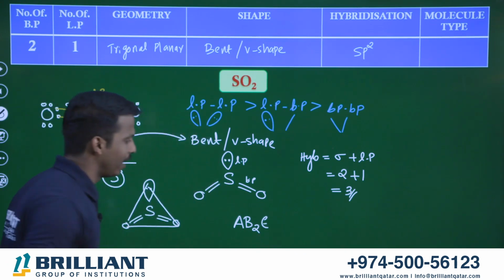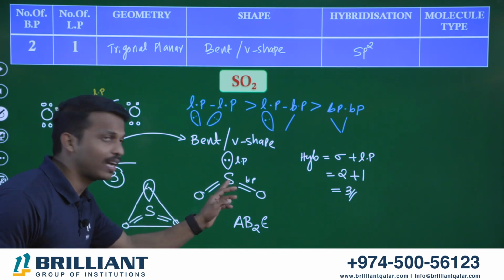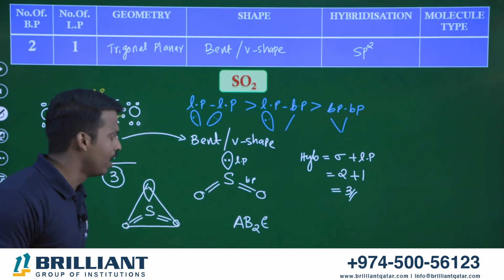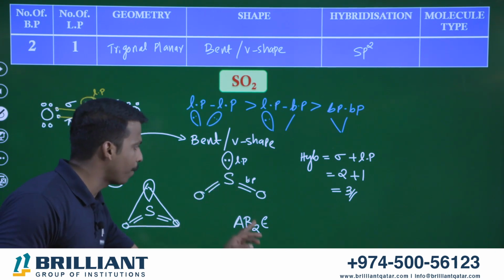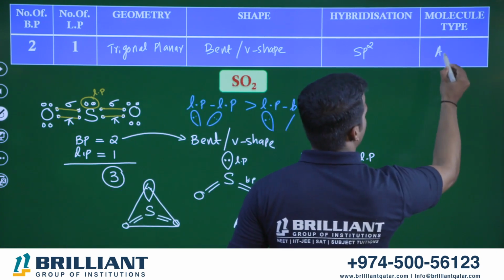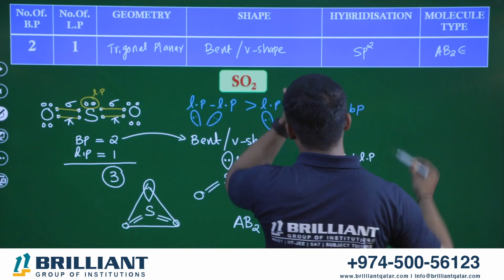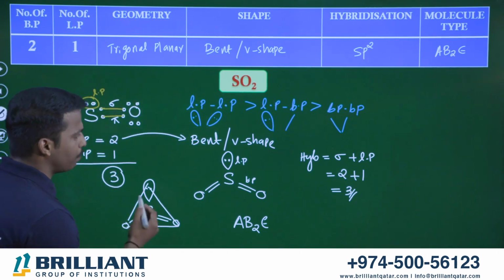Therefore, E. A represents the central atom. We are just taking the numbers, okay? How many central atoms? 1 central atom, A. How many surrounding elements? 2 surrounding elements, B2. And how many lone pairs? 1 lone pair. So the type of the molecule is called AB2E type molecule. AB2E type. Now, what is the bond angle here?